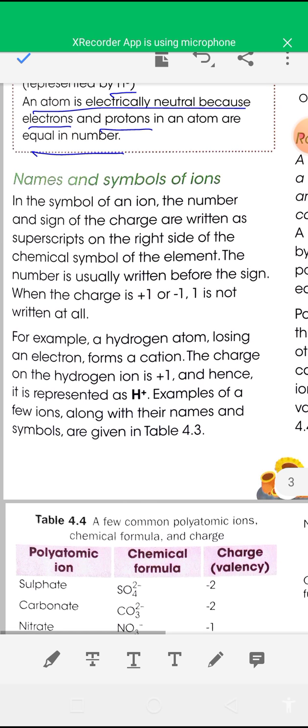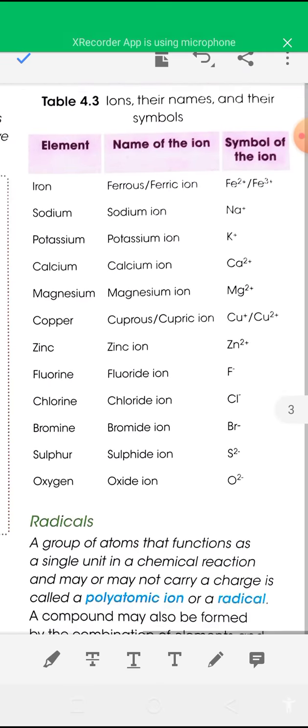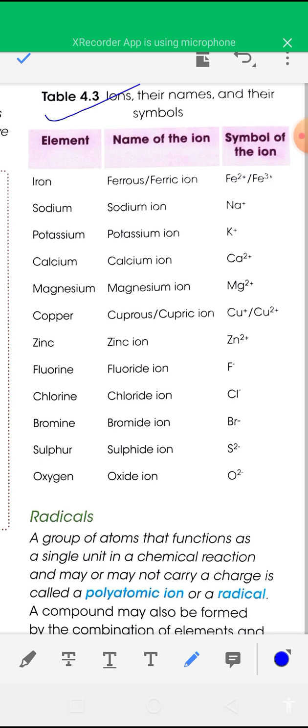And now see name and symbol of some ions. Cations are formed by losing electrons, anions are formed by gaining electrons. In this table, the names of different elements and their ions and the symbols of their ions are also given here.